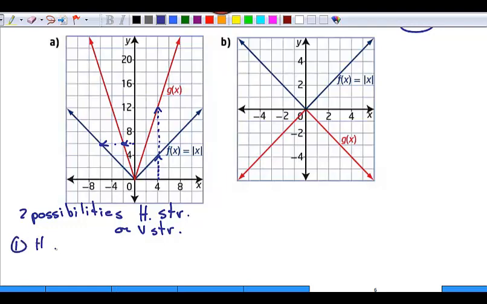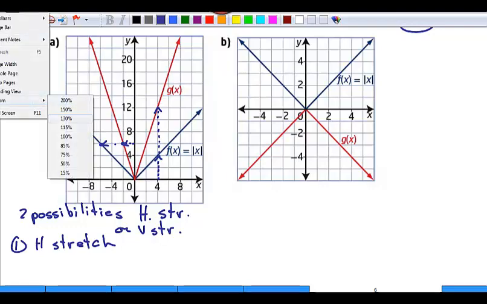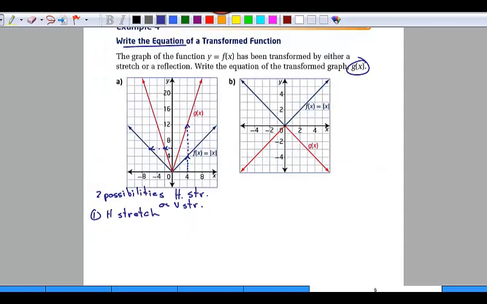So first case, we've got a horizontal stretch by some factor. How do we figure out what that factor is? Well, if we look at a point on the original function and see how it maps to the new function, we can figure that out. Making this a little smaller here just so we can get more writing in and still see the graph. So on the blue graph, we've got a point, it's actually negative 6, 6, not negative 5, 5. So negative 6, 6, and that maps to negative 2, 6. If I look at another point, I've got negative 12, 12, and that maps to negative 4, 12.